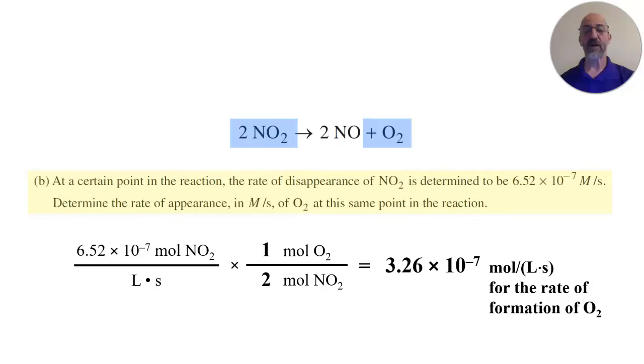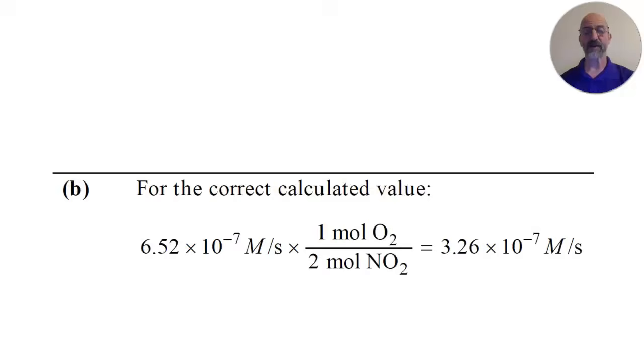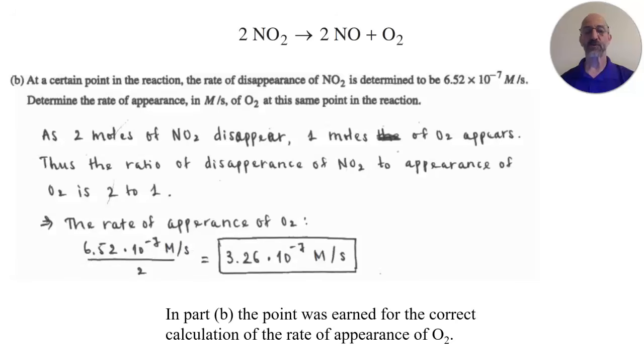Now, here is the official scoring guidelines answer for this question, which, again, they do use the correct setup, and you can see the correct answer. And now I'll show you a few sample student responses. So for this sample student response, it says that in part B, the point was earned for the correct calculation of the rate of appearance of O2. So the student says, both in words and in the setup for their calculation, as 2 moles of NO2 disappear, 1 mole of O2 appears, and then they show the setup for their calculation, and they get the correct answer.